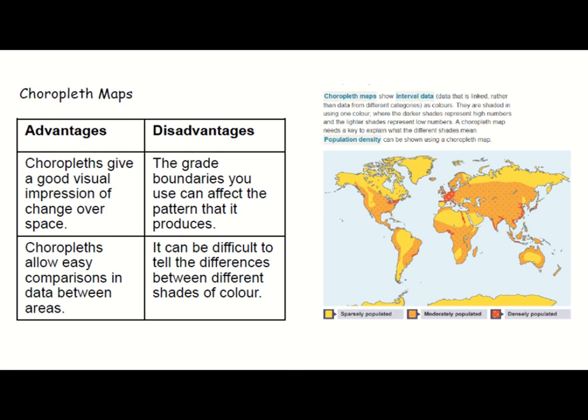Choropleth maps, these are used really regularly in geography, and it's arguable that it's a graph skill rather than a map skill. Because it uses data and plots it on a graph, it's probably more suited to being called a graph skill. So again, you've got advantages and disadvantages for those, and an example there to the right for population density.